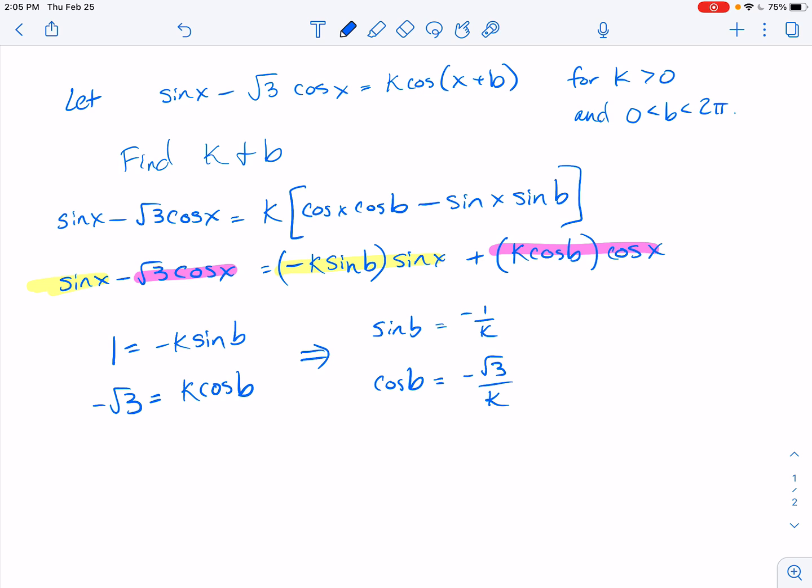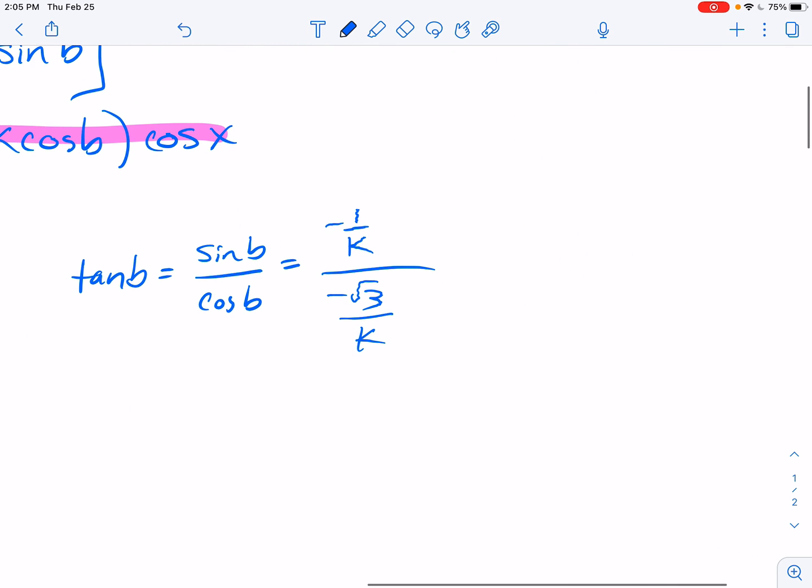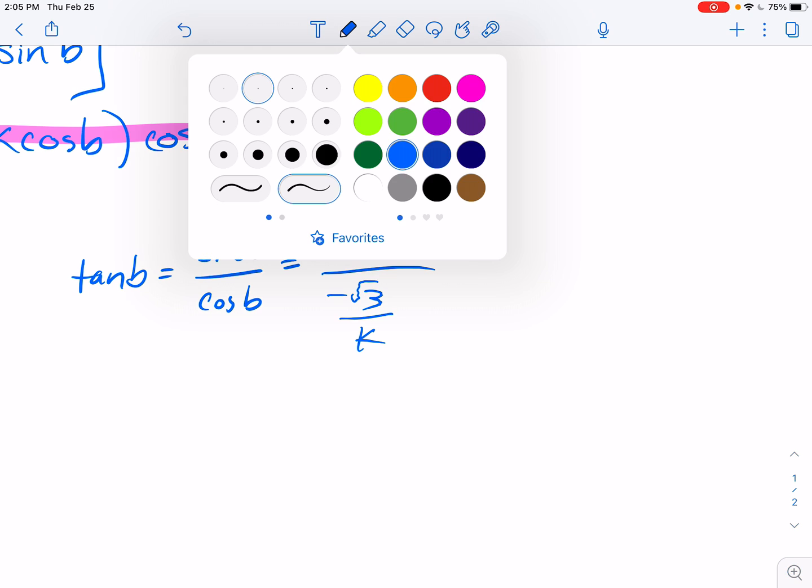Then, what the book does next, and you've got a few choices: we've got two equations and two variables, so we can solve it. But what the book suggested, and I thought was clever, is that tangent would be equal to sine over cosine. So now our sine value is negative 1 over k, and our cosine value is negative root 3 over k. I'm sorry that gets bumpy. But now, I'm so excited.